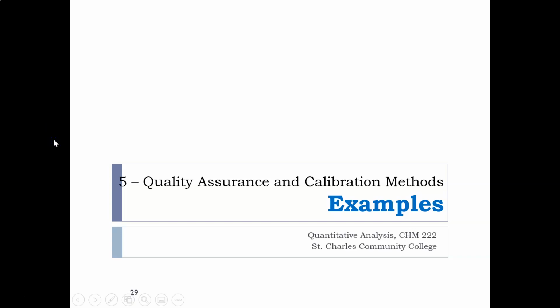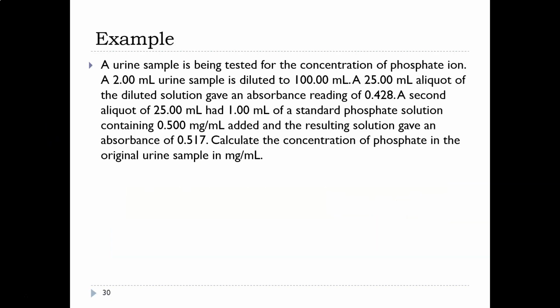So example number 1, we're going to read the problem. A urine sample is being tested for the concentration of phosphate ion. A 2 milliliter urine sample is diluted to 100 milliliters. So I'm just telling you in real life what that means. They used a 2 milliliter volumetric pipette, added it to a 100 milliliter volumetric flask. 25 milliliter aliquots of that diluted solution gave an absorbance reading of 0.428. Okay, so they took 25 milliliters of that diluted phosphate, and they got an absorbance of 0.428.